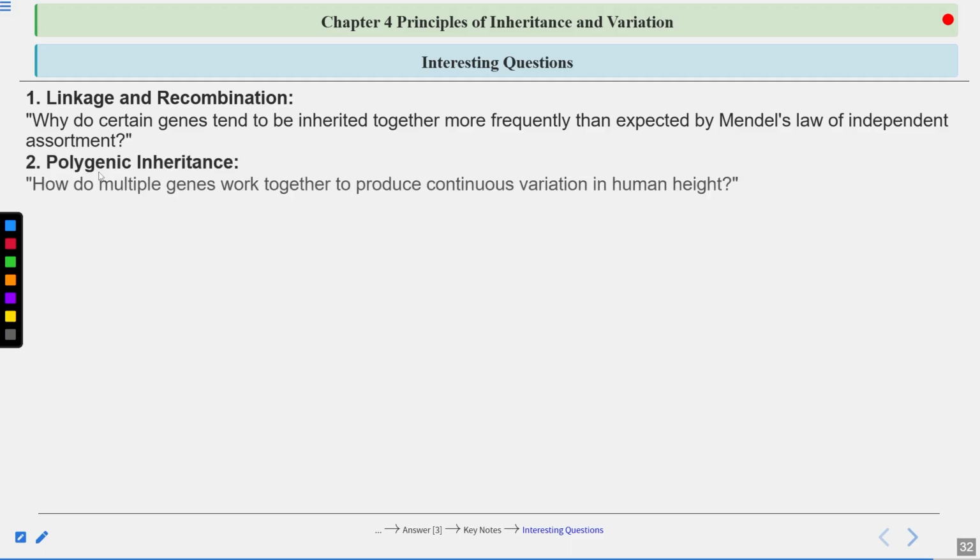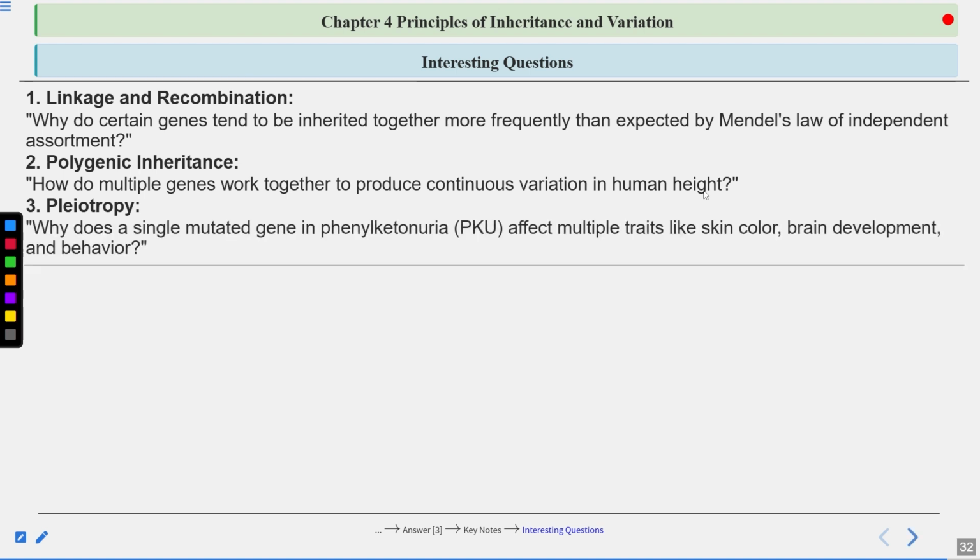Another question is related to polygenic inheritance. How do multiple genes work together to produce continuous variation in human height? So why is there a range of phenotypes in the case of polygenic traits? Next question is related to pleiotropy. Why does a single mutated gene in phenylketonuria affect multiple traits like skin color, brain development, and behavior as well?